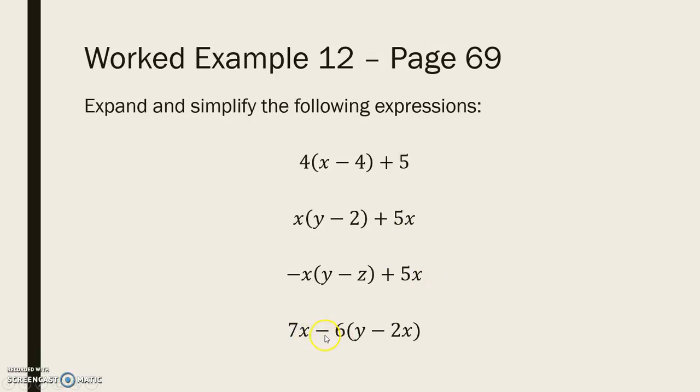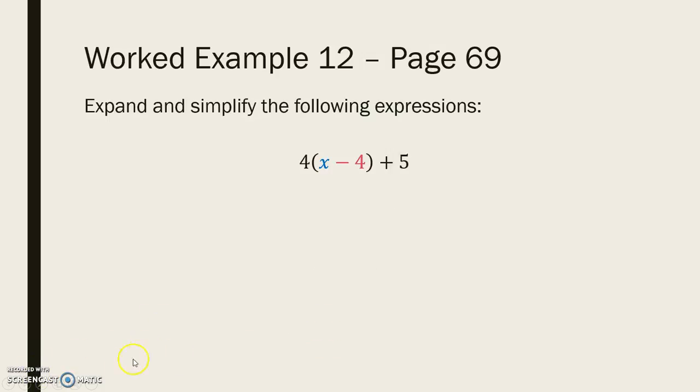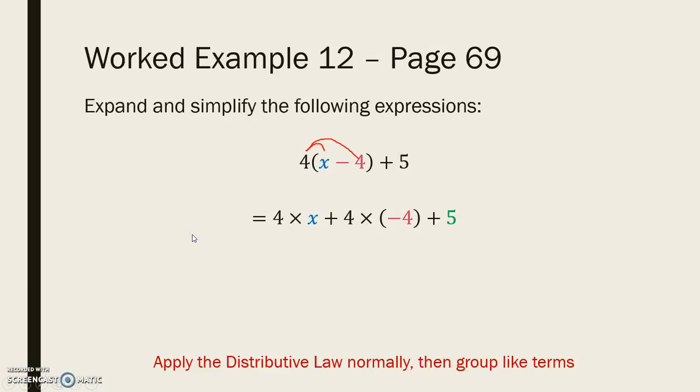This is a bit of a tricky one because of the minus sign there. So let's look at those one at a time. We'll go through the same process. Multiply the 4 by the x and the 4 by the negative 4. 4 times x plus 4 times negative 4 plus the 5 on the end. Multiply that out, we get 4 times x is 4x, 4 times negative 4 is negative 16, so let's take 16, then plus 5 on the end. And now we group our like terms, so we've got negative 16 plus 5 is negative 11.